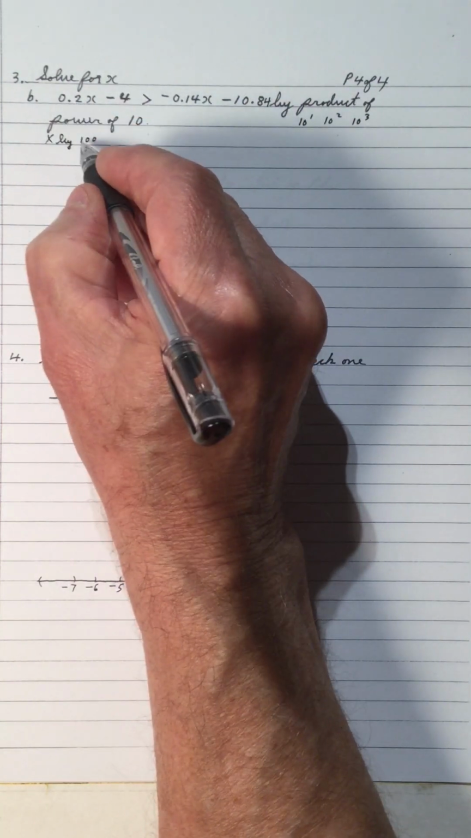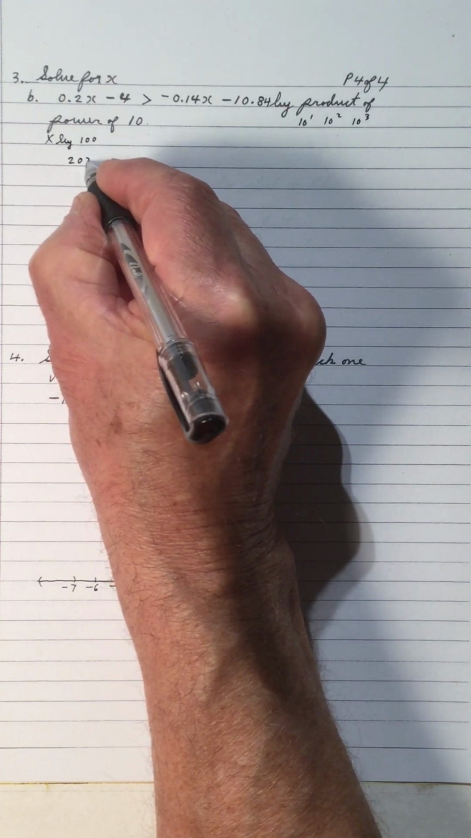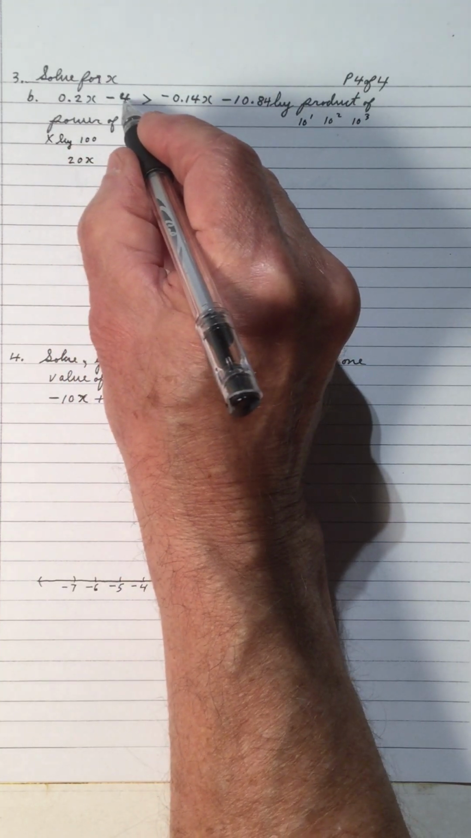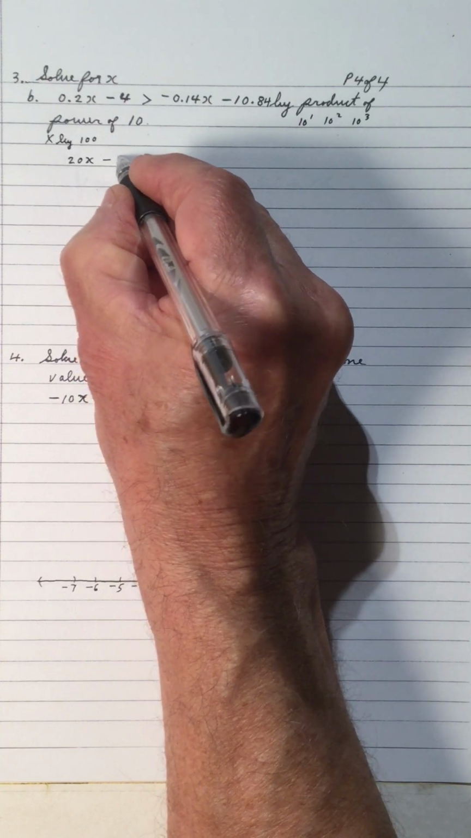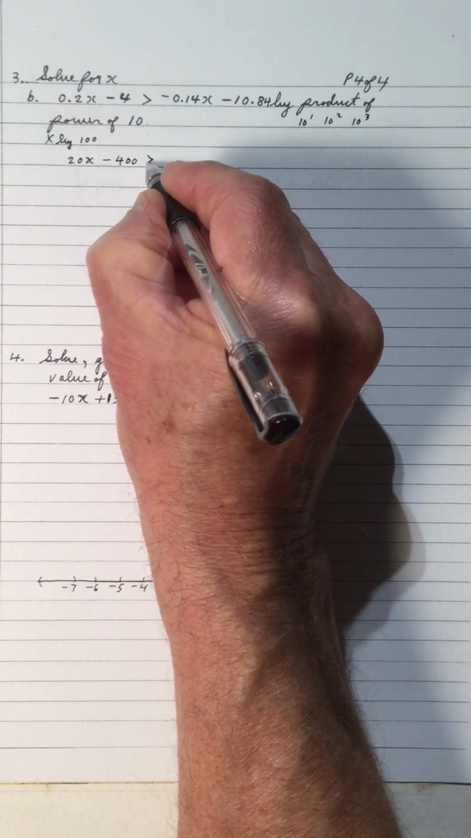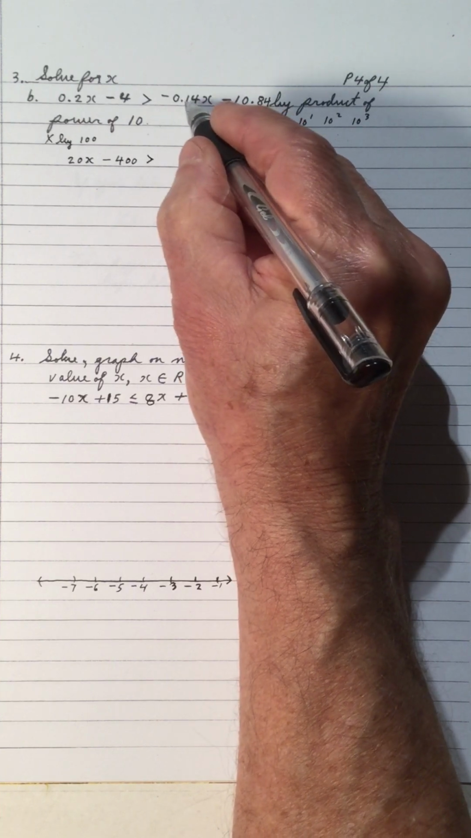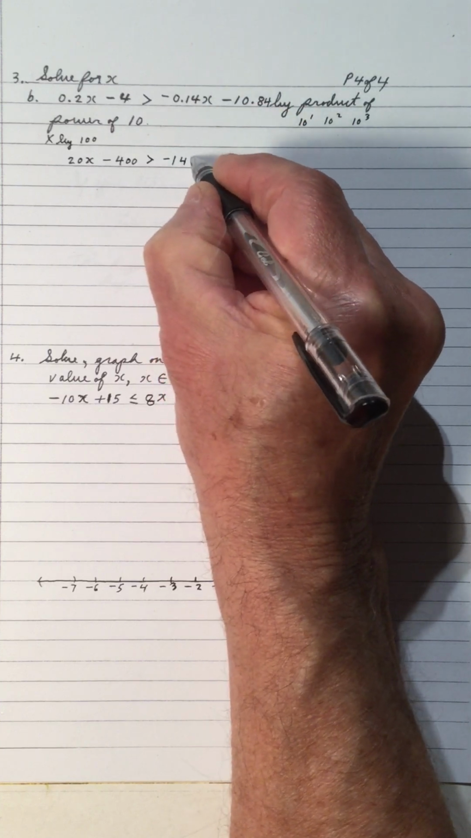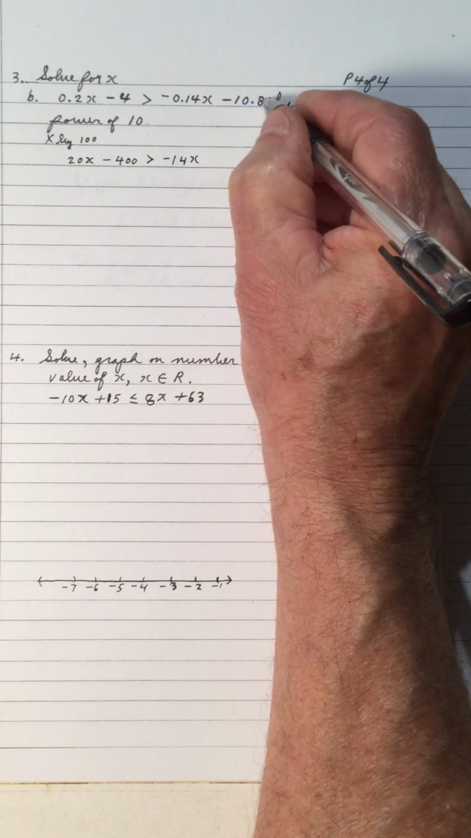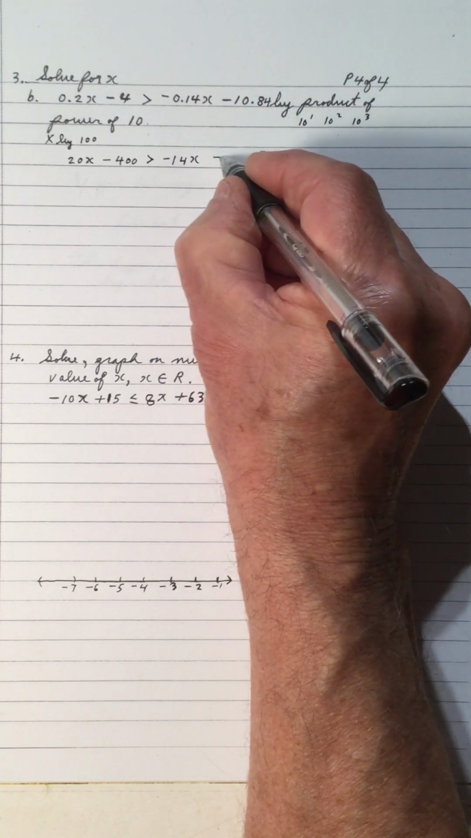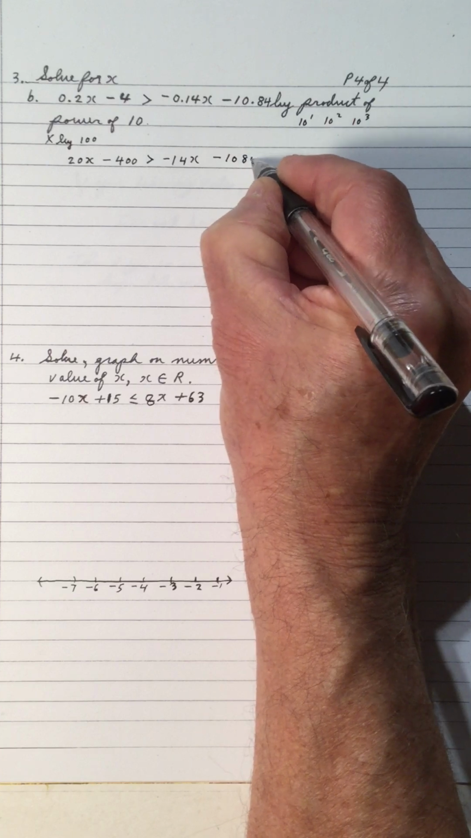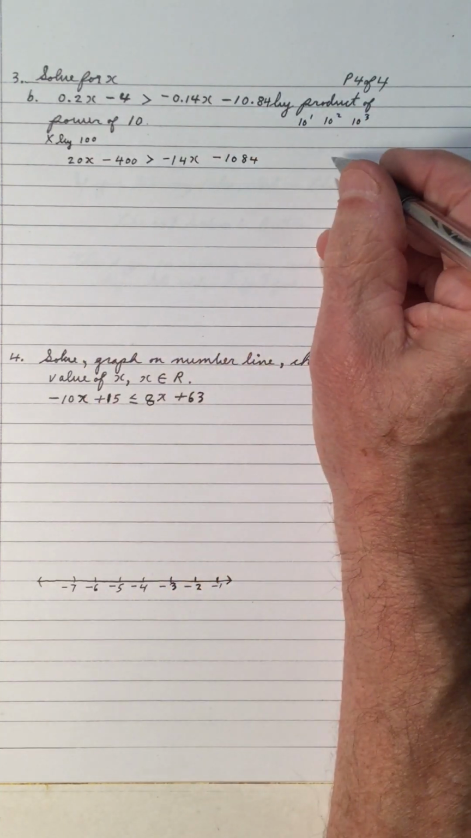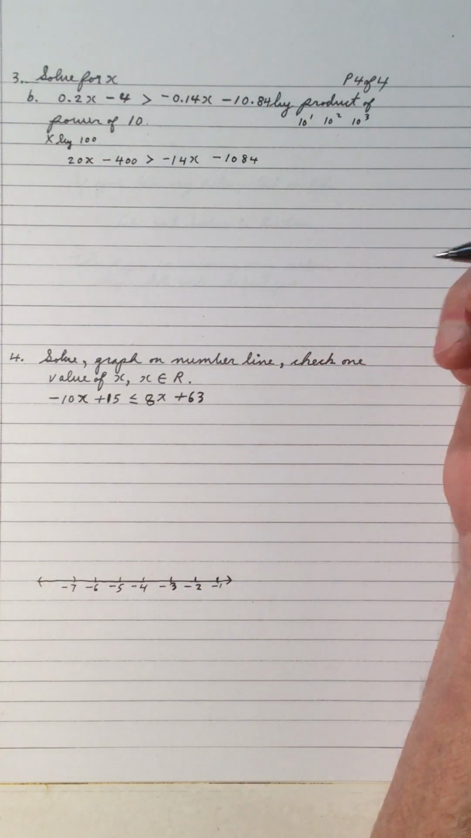So decimal 2 times 100 is 20. The decimal moves 2 places to the right, 1 and 1 more. 4 times 100 is 400. So that's a negative 400, greater than. And we multiply by 100 here, so the decimal moves 2 places. So 1, 2, so we get negative 14x. And we multiply by 100 here, moves 2 places, 1, 2, so we get a negative 1084.